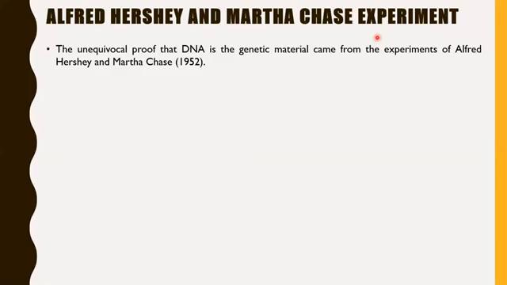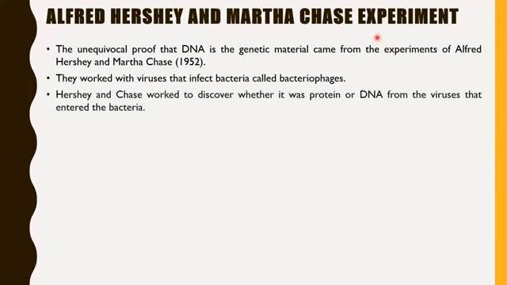The unequivocal proof that DNA is a genetic material came from the experiments of Alfred Hershey and Martha Chase in 1952. They worked with viruses that infect bacteria, called bacteriophages. Hershey and Chase worked to discover whether it was protein or DNA from the viruses that enters the bacteria. If the protein enters into the bacteria, that should carry the genetic material. If the DNA enters into the bacteria, that should be responsible for the transfer of genetic information.